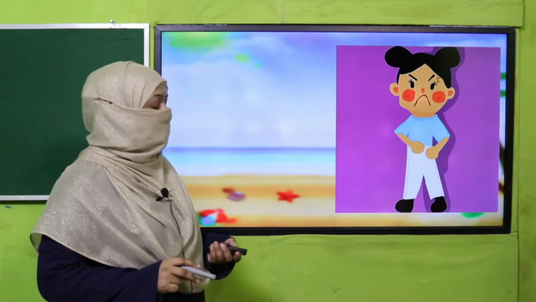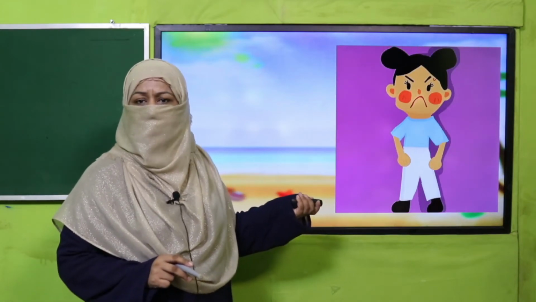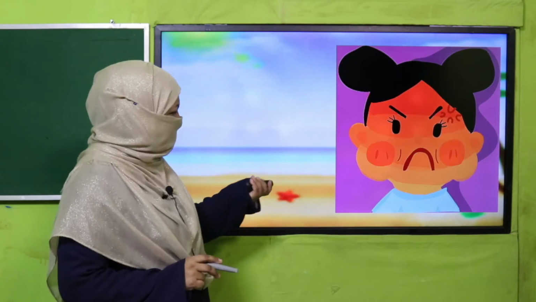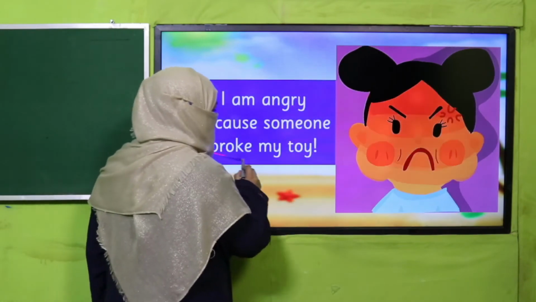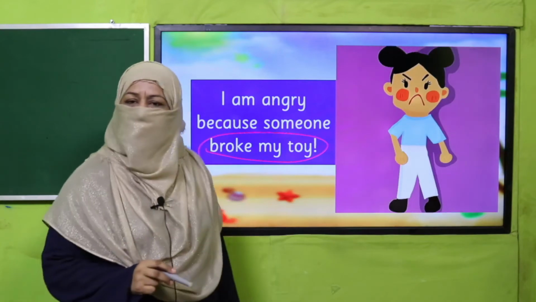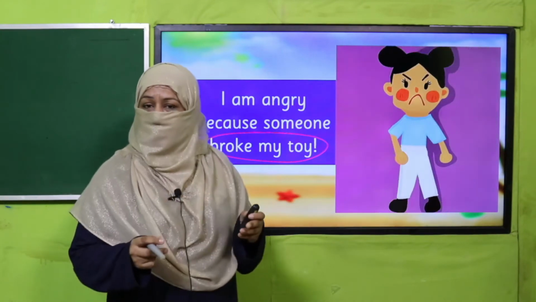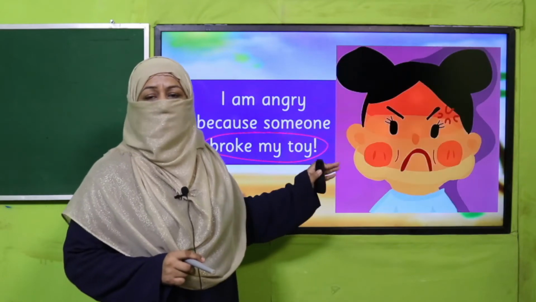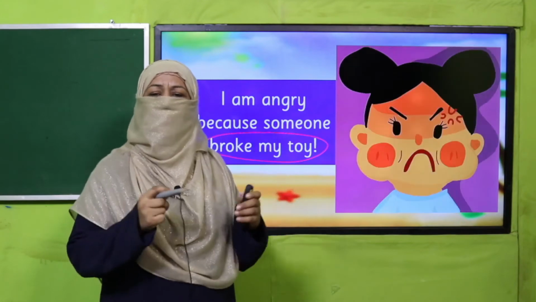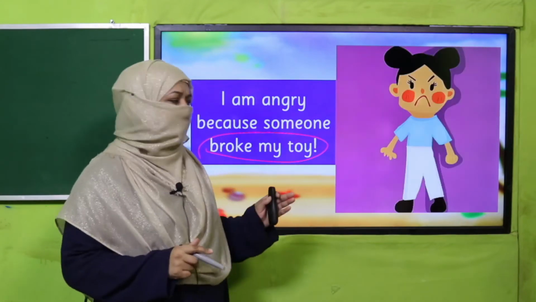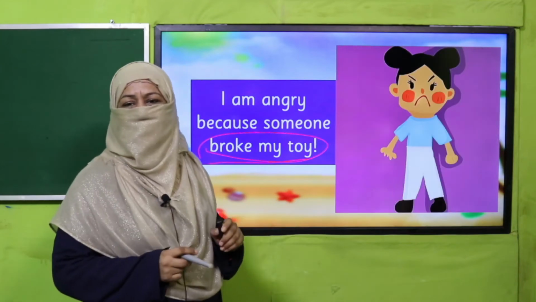And the third emotion you can see is when you are angry, when you are upset about something. Why is she angry? Oh, look at her face. I'm angry because someone broke my toy. So something that upsets us makes us angry. But beta, a Muslim should not be extremely angry. Right away say Auzubillah, and it's okay. We can have another toy. A toy is not something for which we should be angry.